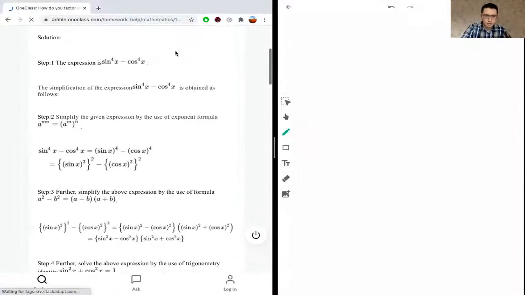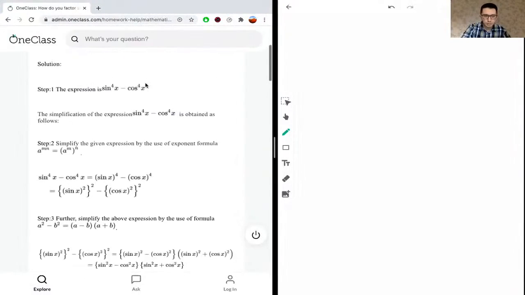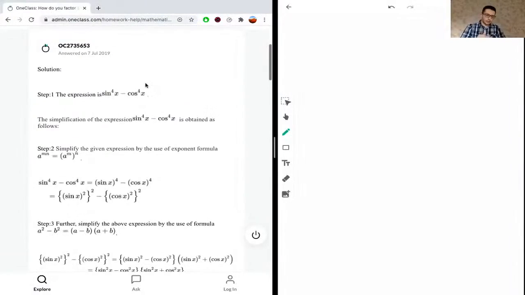So let's start off with this example, because this is what the solution attempts to solve. I'm assuming this is what the question is asking. Let's say we had an equation as follows: sine 4x minus cos 4x. We're trying to figure out how we can simplify this down.